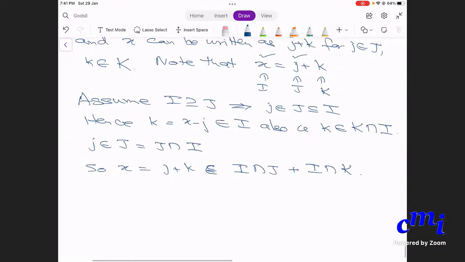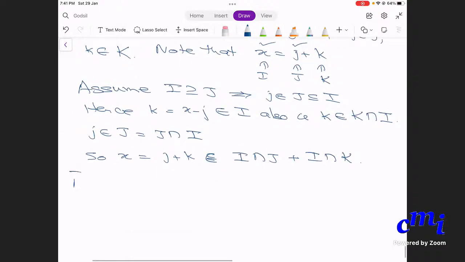Another thing to notice is the following. Also note that the following containments hold.